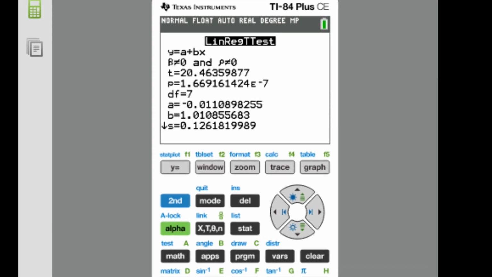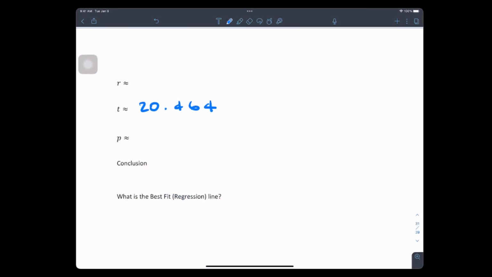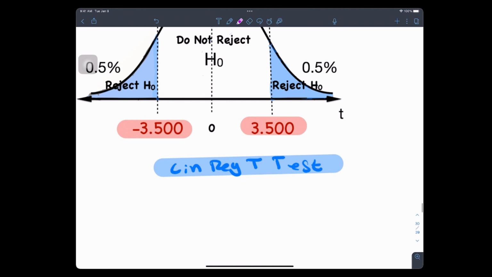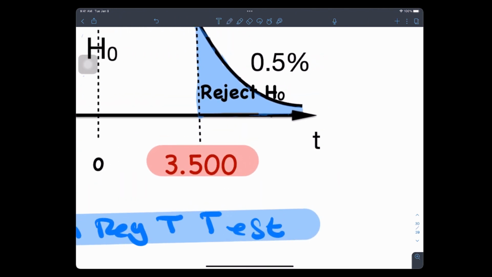What's your test statistic, ladies and gentlemen, to the nearest thousandth? You guys know what the test statistic is going to be? What is it going to be? Tell me which one. Good job. 20.464. Do you guys see that? Good. All right. That's your test statistic. Good. Where does that live on the decision rule? Wow. What do you guys notice?